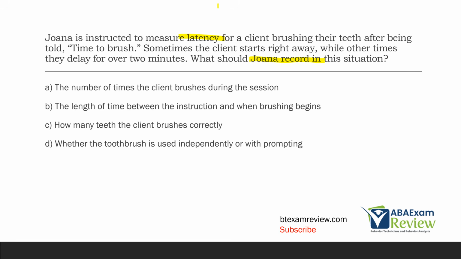What does latency measure? Latency measures the time between an SD and the first response, right? Time in between response 1 and response 2 is going to be inter-response time. We are looking for latency, time between the SD and response 1. So in here, the client is told to brush, which sometimes they do right away. Other times they wait for 2 minutes. So sometimes latency is immediate. Sometimes latency is 2 minutes. The SD's time to brush. The response is starting brushing.